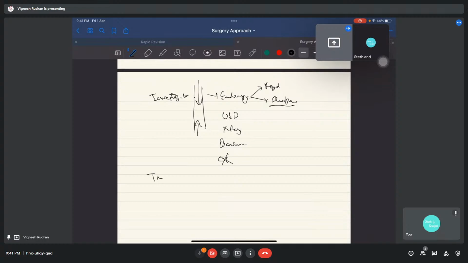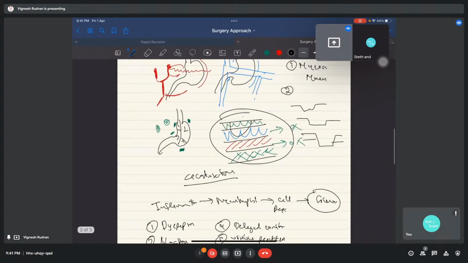Then treatment. So what are we going to do? We are going to remove the stomach. So the basic term is ectomy is removal, otomy is putting a hole. These two terms are enough. So you are removing the stomach. So that is gastrectomy.